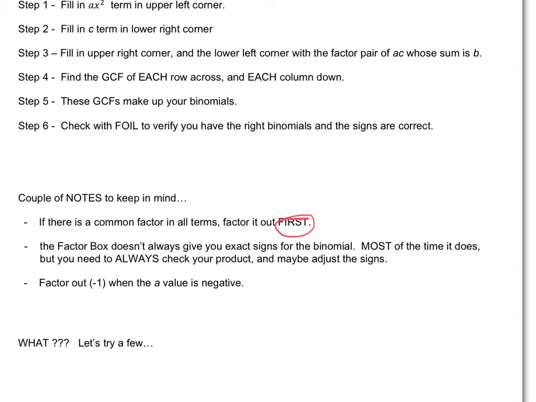So the factor box doesn't always give us the exact signs. It will give us the correct terms that go into the binomials. Every once in a while, we don't get the right signs, and that's just a matter of you, when you do your check, just tinkering with the signs a little bit to see how it needs to be adjusted, but most of the time it works out fine. You also want to factor out a -1 when the a value is negative to make the a value positive. Alright, so a lot of stuff that probably doesn't make a whole lot of sense at this point. Let's try some and see what they look like.